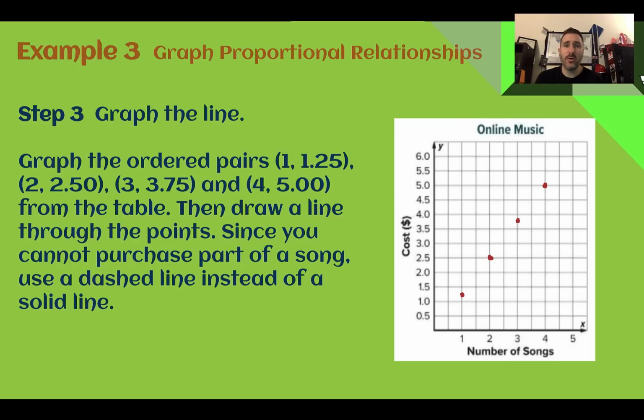In this context, however, we can't purchase parts of a song. So like before, we had our x variable dealing with time. Time is continuously passing, so we could draw a solid line through it to show that the time between works. Here, we can't purchase parts of songs, so instead, we're going to show this with a dashed line. This is indicating that those values that we had are on the line, but not everything is included.